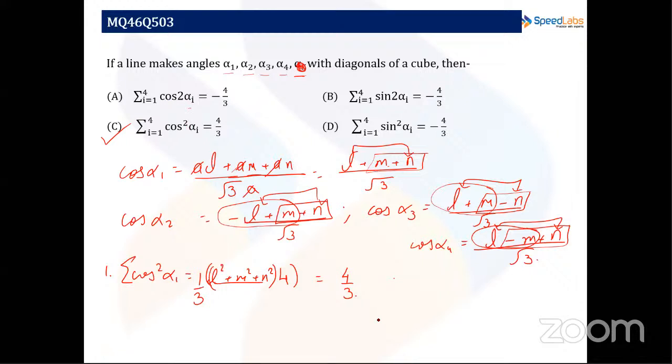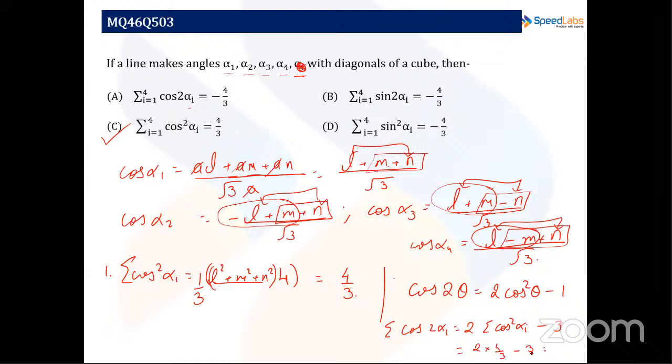Cos 2 theta is 2 cos square theta minus 1. So on summation, we will be getting summation of cos 2 alpha I will be 2 times summation of cos square alpha I minus summation of 1. So this will be added 3 times. So 2 into 4 by 3 minus 3. So that will be minus 1 by 3.